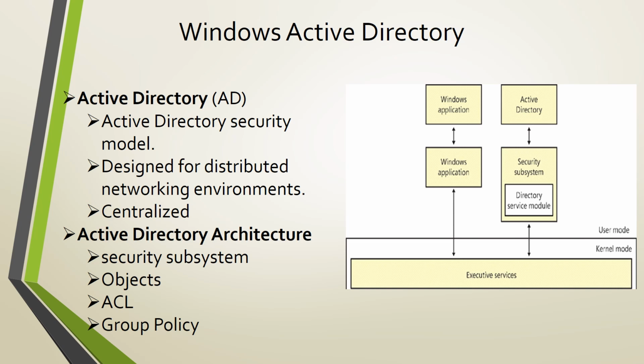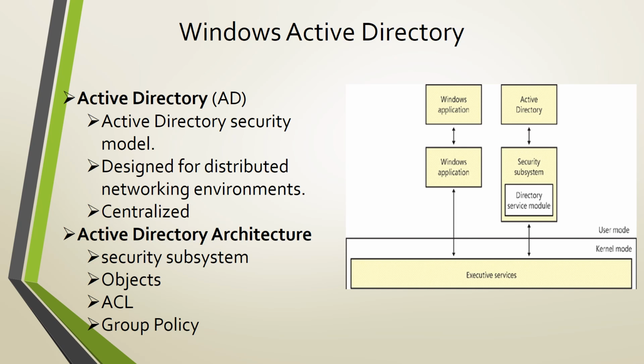And we also have the Active Directory architecture. For a user or administrator, Active Directory provides a single hierarchical view where you can access and manage all of the network's resources. There is the security subsystem, which runs in user mode. User mode applications do not have direct access to the operating system or hardware. Requests from user mode applications have to pass through the executive service layer and must be validated before being executed.